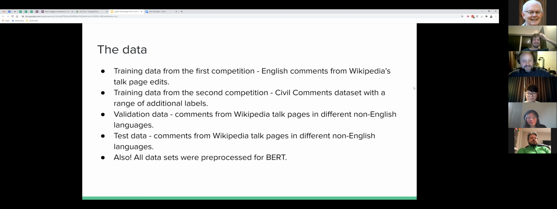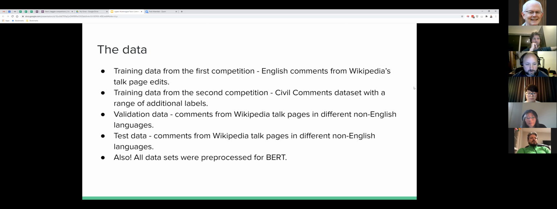Okay, so the data that was provided was a set of training data from the first competition from 2018, and these were English comments from Wikipedia's talk pages. There was training data from the second competition in 2019, a data set from the Civil Comments company, and these had a range of additional labels. Because this was looking at bias towards minorities and different identities, there were identities like trans and homosexual, and also different kinds of races, that people were labeled with.